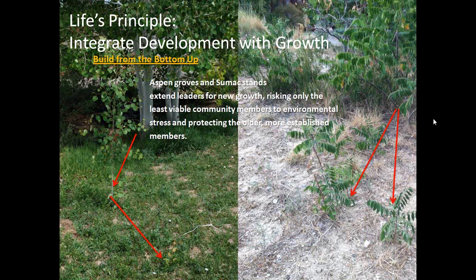And similarly, the sumac has done the same sort of process. It sends out leaders in all directions, but only those that seem to support new growth are the ones that they reinvest in and continue to add new leaders to in the next year. So that's an example of building from the bottom up and working one iteration at a time.